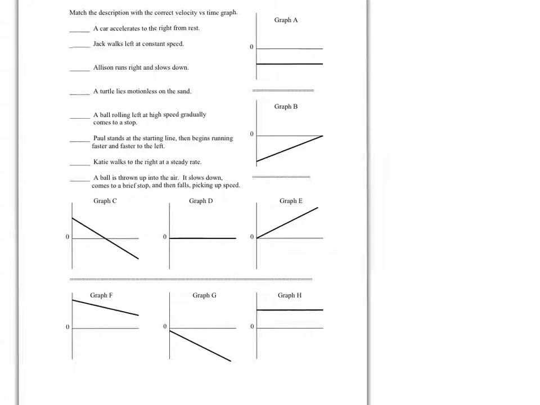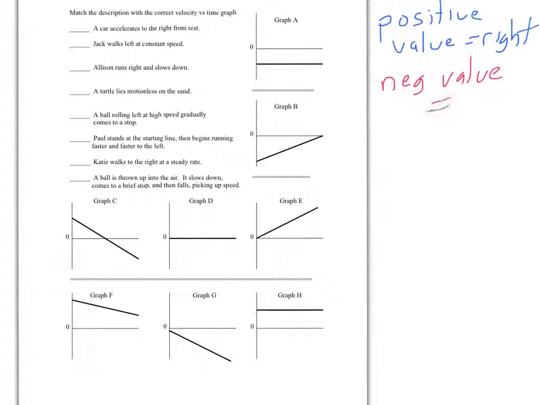Alright, so in this video we're going to try to match velocity versus time graphs to verbal descriptions. And again, the key thing to note here is that on these graphs, if you have a positive value, that means that you're going to the right because you have a positive velocity. If on the other hand you have a negative value, that is going to mean you're going to the left because you have a negative velocity.